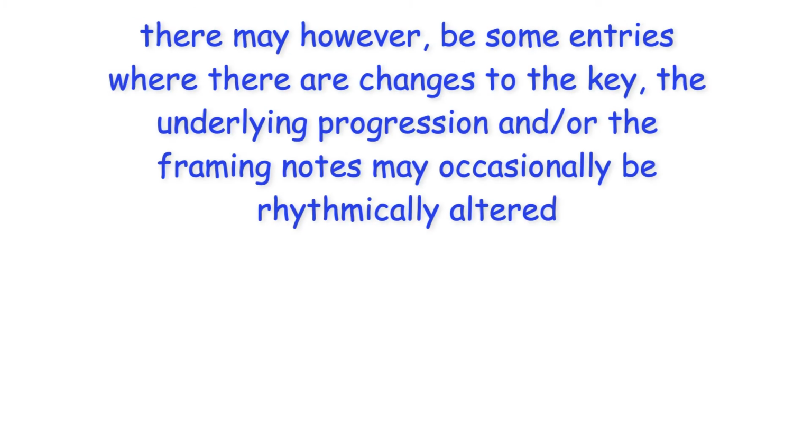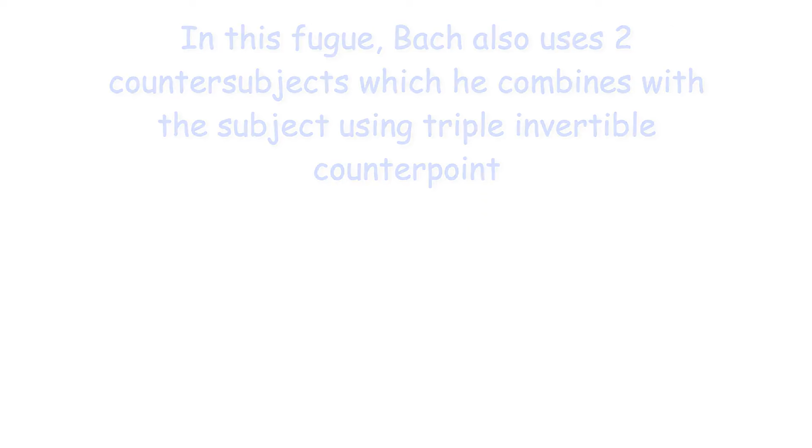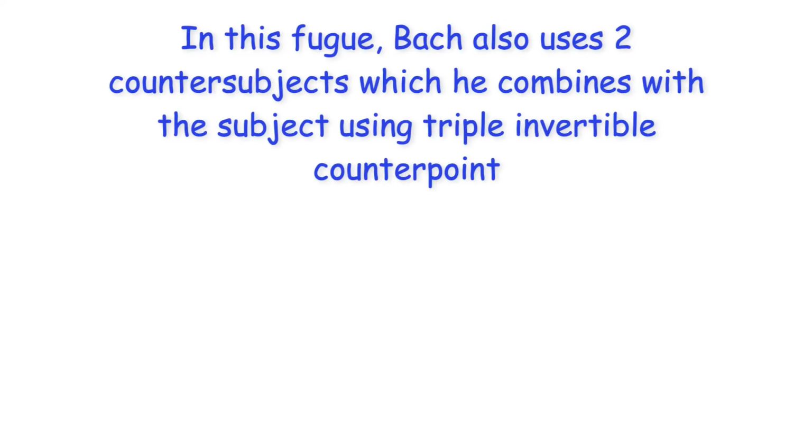There may, however, be some entries where there are changes to the key, the underlying progression, and/or the framing notes may occasionally be rhythmically altered. In this fugue, Bach also uses two countersubjects, which he combines with the subject using triple invertible counterpoint.